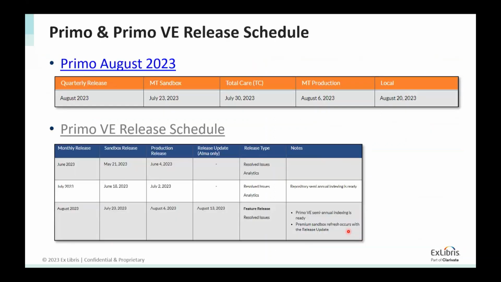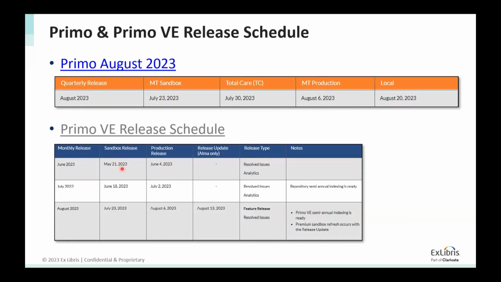Okay, so before we start, we always share the release schedule. The release is going to be available on the sandbox on July 23. Here you can see the deployment for Primo Back Office customers. The release will be available for multi-tenant production customers on August 6th. Local customers will be able to see the service pack on the FTP on August 20.